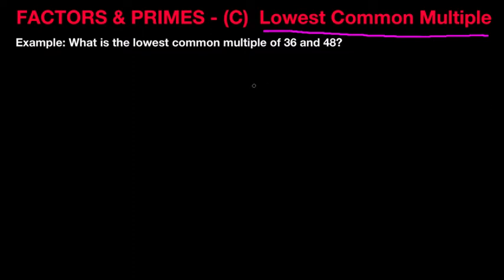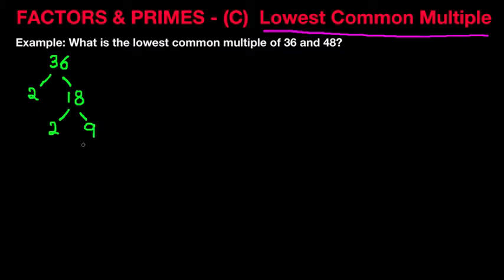So let's begin. The first thing we have to do is to work out the prime factors of both numbers. So starting with number 36, and don't forget we've covered both prime factors and the highest common factor in the first two tutorials. So 36 is an even number, so it can be divided by 2. 36 divided by 2 is 18. We are left with number 18. 18 is also an even number, we can divide it by 2. 18 divided by 2 is 9.